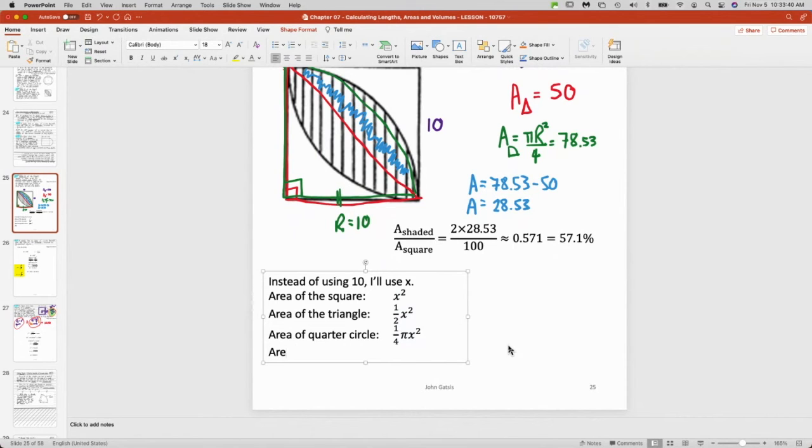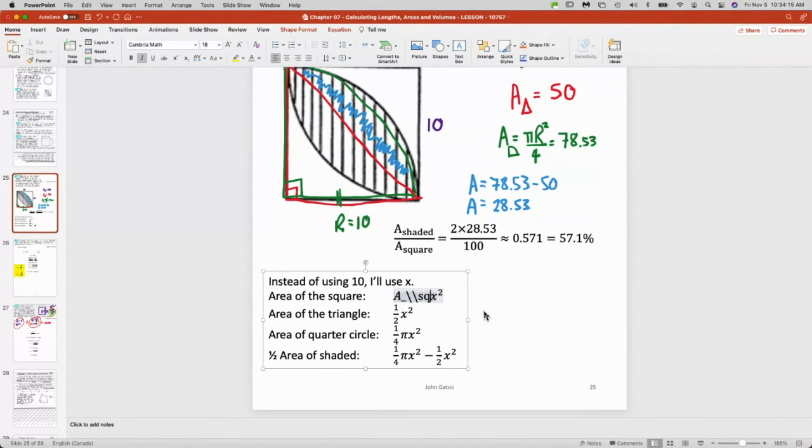So the area of the shaded, sorry, the blue part. I'll say here, half area of shaded region is going to be the quarter circle minus the triangle. If you're wondering where I'm getting all these expressions from, I'm just recycling everything that I wrote earlier.